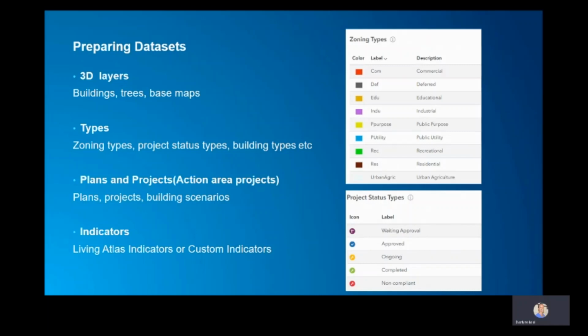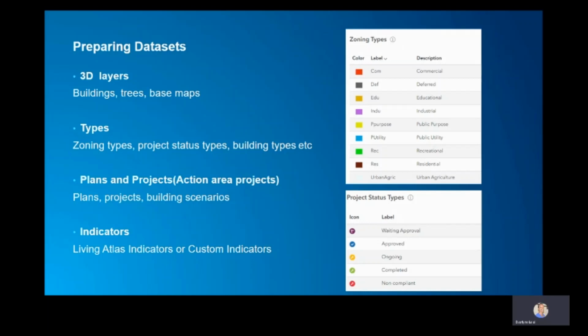Then we have also project status types. Also on my screen, I've shared a screenshot of what you could have for project status types. We can have those projects that are waiting approval, those that have been approved, those that are ongoing, completed, and so on and so forth. The thing with this is that you're able to customize depending on what you're working on. So you can determine how to define the different statuses. Then we have the plans and projects. You're then able to bring in your 3D plans and projects. If you're working on your desktop application, you're then able to bring all this to Urban.